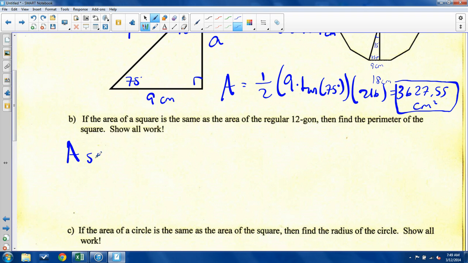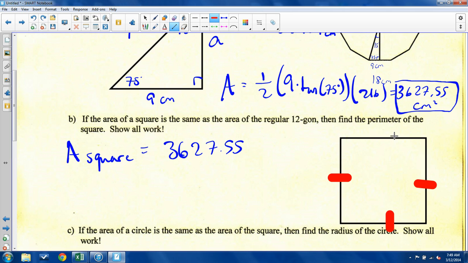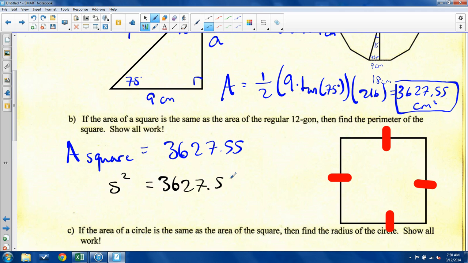Okay, so the area of the square apparently is 3,627.55 square centimeters. Now the area of a square is taking your sides and squaring them. If I drew you a square here, area is on the inside, I do base times height. Now these are congruent sides all around. That's why we're just going to take one multiplied by the other, because these are right angles as well, by the way. So if I take a side and square it, S squared equals 3627.55. To find the length of one side, I have to take the square root of this. And the square root is approximately 60.23 centimeters.